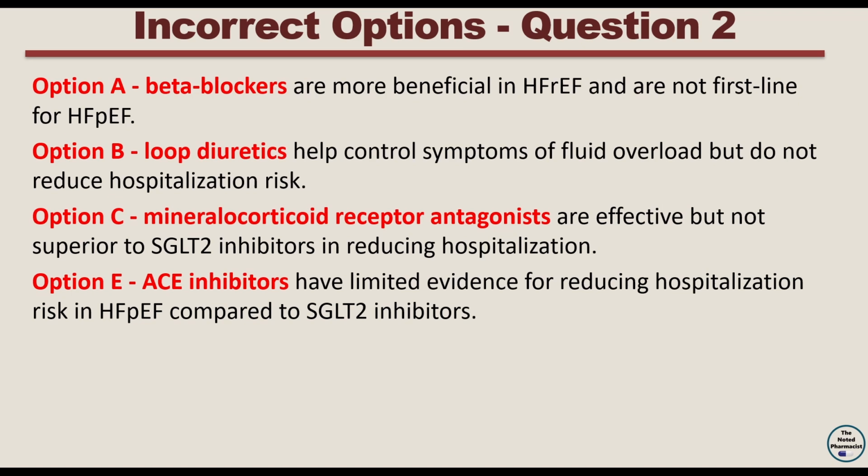Option A is incorrect because beta blockers are more beneficial in heart failure with reduced ejection fraction and are not first line for heart failure with preserved ejection fraction. Option B is incorrect because loop diuretics help control symptoms of fluid overload but do not reduce hospitalization risk. Option C is incorrect because mineralocorticoid receptor antagonists are effective but not superior to SGLT2 inhibitors in reducing hospitalization. Option E is incorrect because ACE inhibitors have limited evidence for reducing hospitalization risk in heart failure with preserved ejection fraction compared to SGLT2 inhibitors.